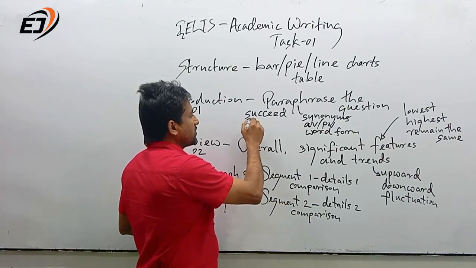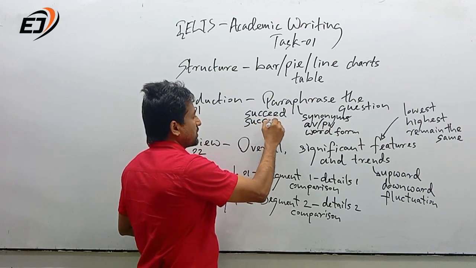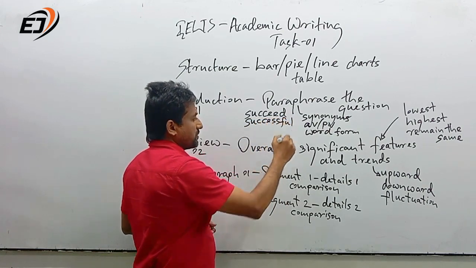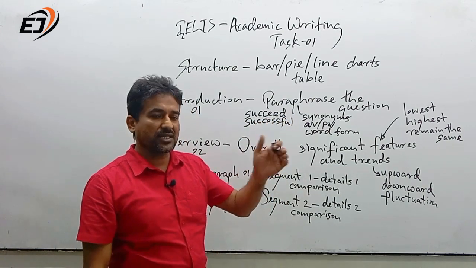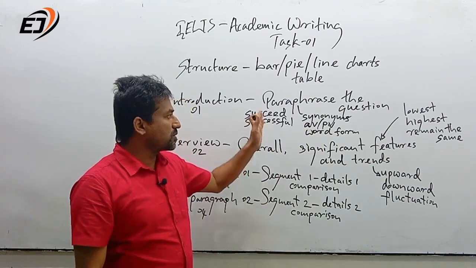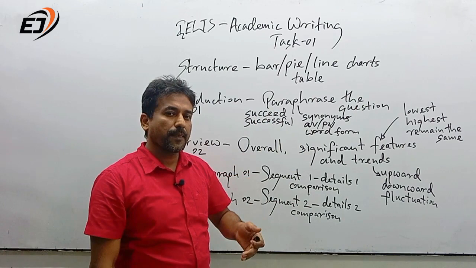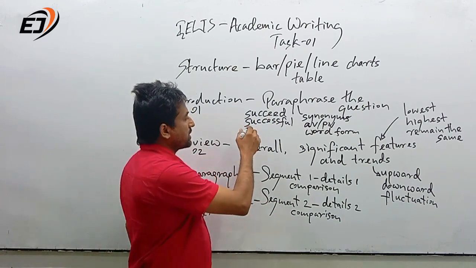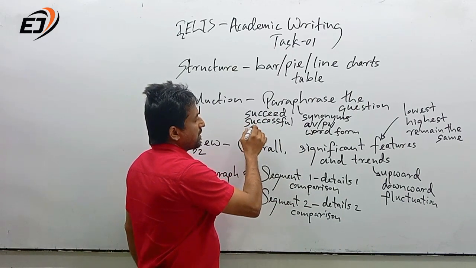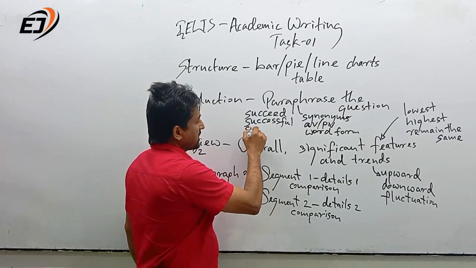So what is the adjective? Successful. Adjective. He is a successful person. I want to succeed. Verb. He is a successful person. Adjective. So what is the noun? Success.